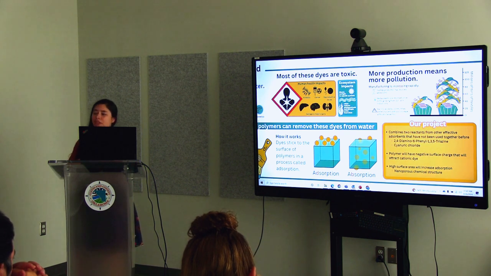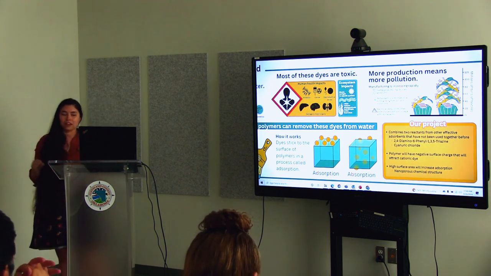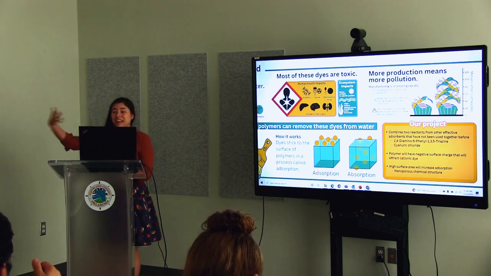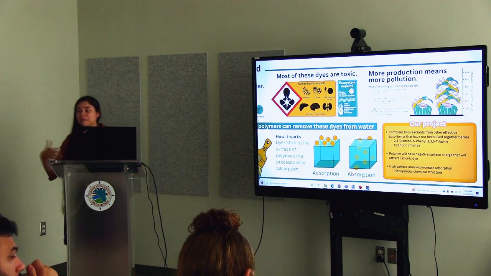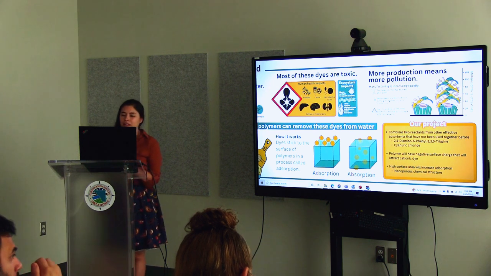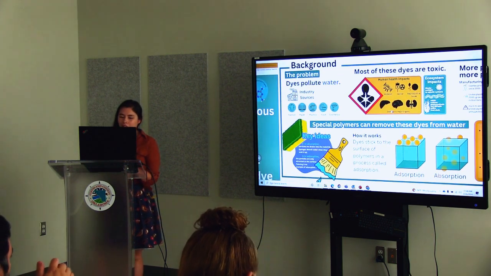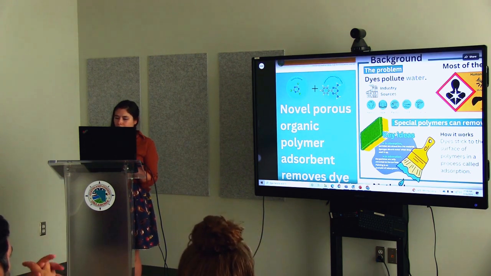So with the rise of cheap and accessible clothing, that's great because it makes fashion more accessible to people, but that doesn't mean we're just making a lot of stuff. That means we're making a lot of these dye pollutants. And the more of these pollutants we make, the more we can expect their harm to also increase. So let's talk a little bit about the science here. Zoom in a little bit more.